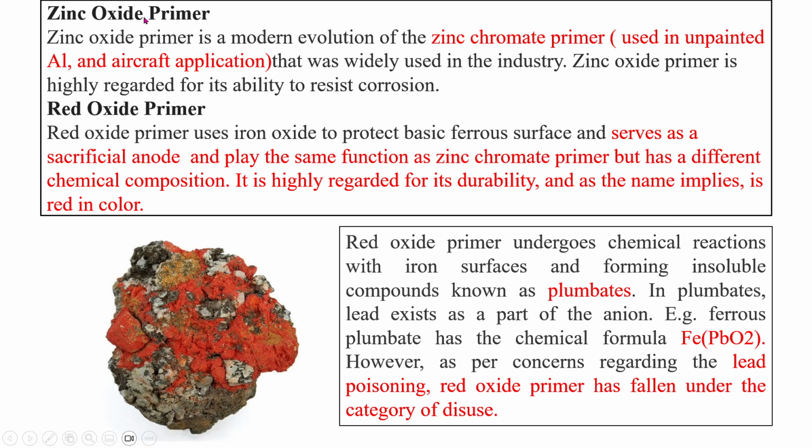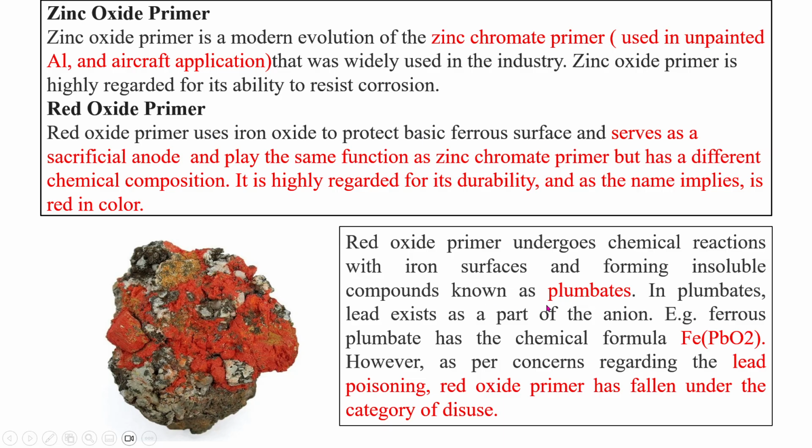Here the zinc chromate and zinc oxide difference is there. Red oxide means iron oxide, zinc oxide means zinc oxide, and zinc chromate means zinc chromate, where chromium is used. So these are the three types of primer we are using. Red oxide has the same function as zinc chromate or zinc oxide, but a different chemical composition because it uses iron oxide. It is highly regarded for its durability, and it is red in color. That's why its color is also red.